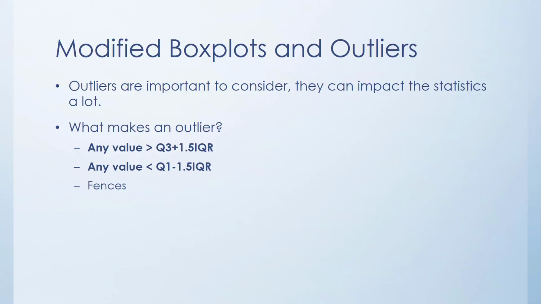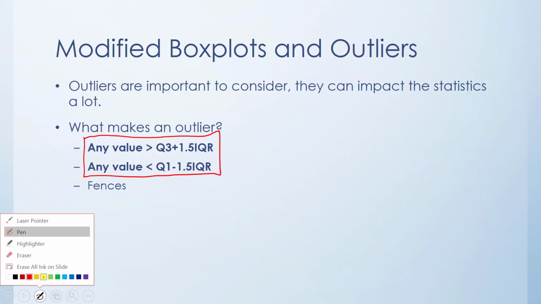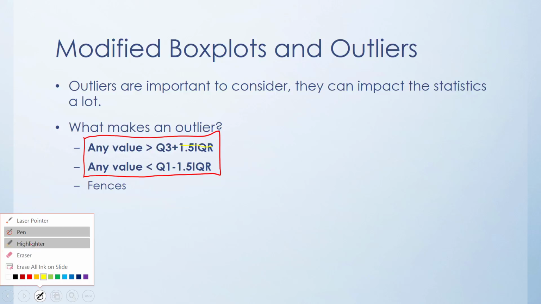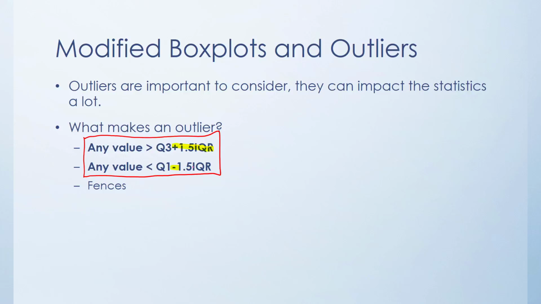Now remember, this is a little bit different from unusual data points. Unusual means we're going to look for points that are more than 2 standard deviations away from the mean. Outliers, in this case, have a specific formula to calculate, and it's basically any data value that is more than 1.5 times interquartile range above or below Q3 or Q1.